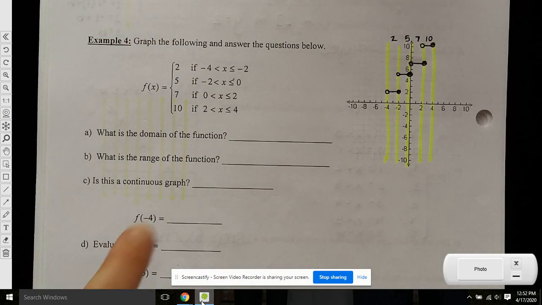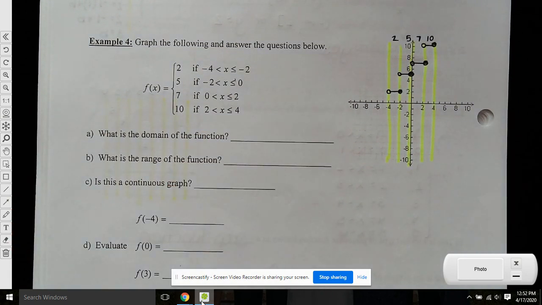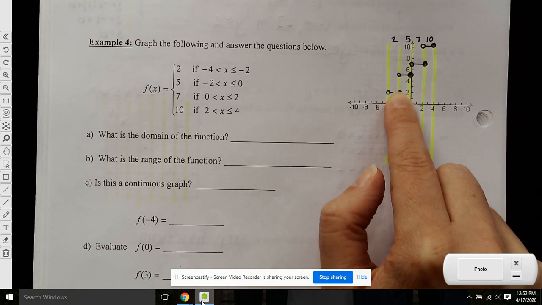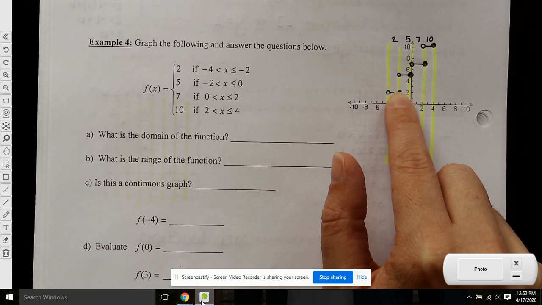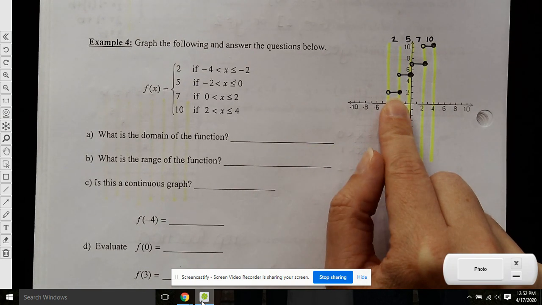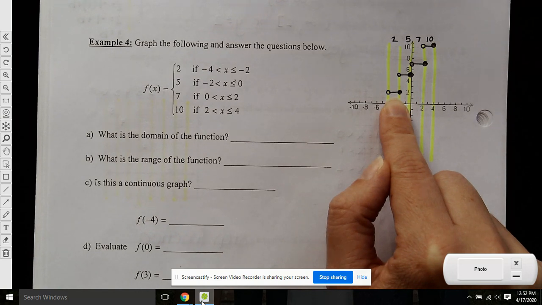I'm looking carefully at what's open and what's closed. I know that I cannot have one value with 2 closed circles. So it makes sense that this one is closed and this one is open. If you had 2 closed, it would not be a function because it would not pass the vertical line test.